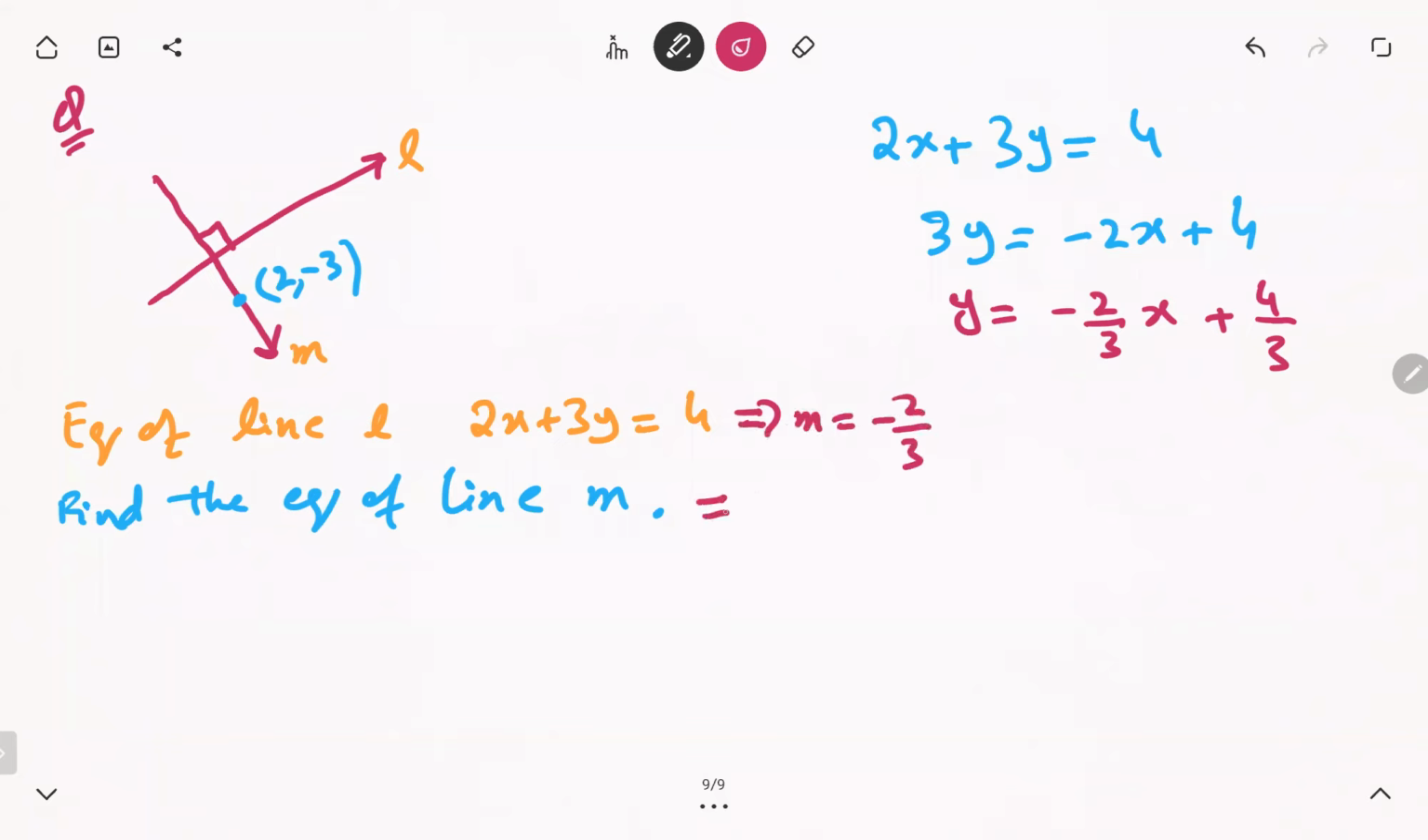So what will be the gradient of M? Because they are perpendicular, they will be negative reciprocal. So its gradient will be sign change and reciprocal.